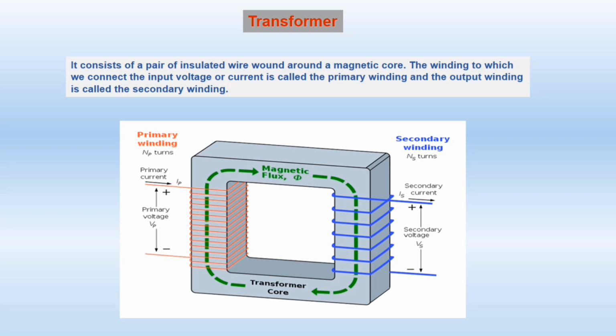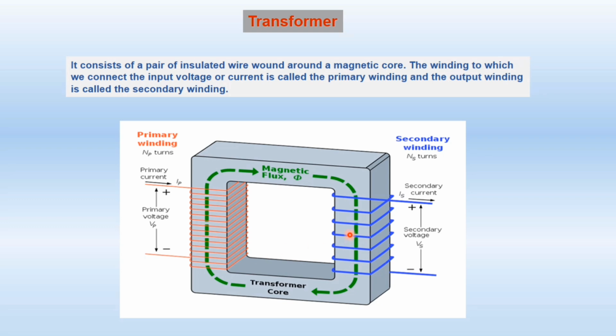So now we will understand the basic principle of transformer. Transformer works on the principle of mutual induction. As you can see, there is no physical contact between this winding and this winding. In this diagram you can see this is a transformer core on which we wind our wire. On this side we have more number of turns, and here we have less number of turns. So this is basically a step down transformer.